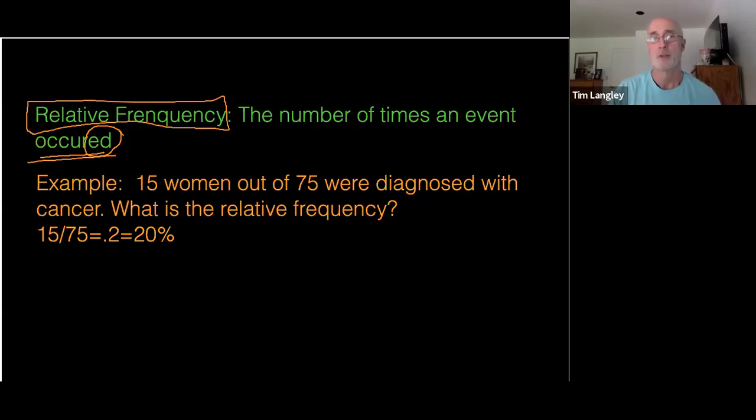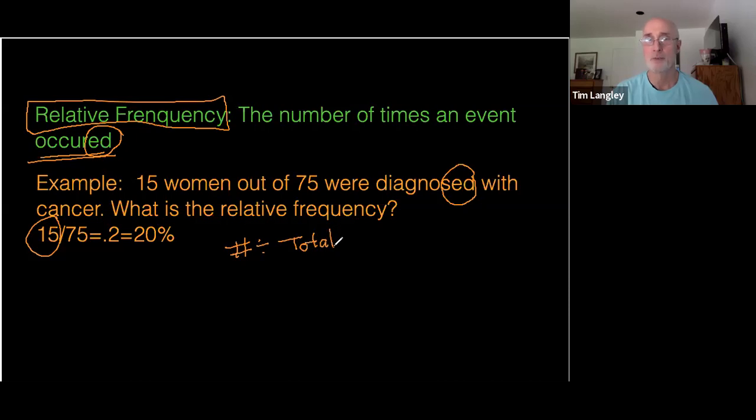So, in my example here, if 15 women out of 75 were diagnosed, again, past tense, it occurred, with cancer, what is the relative frequency, okay? To find the relative frequency, you might want to write this down. You divide the number of times something occurred, okay? In this case, we found out that 15 people, it occurred that had cancer, by the total, okay? So if I wrote it as a formula here on the screen, it'd be the number divided by the total. And that is how you figure out relative frequency.